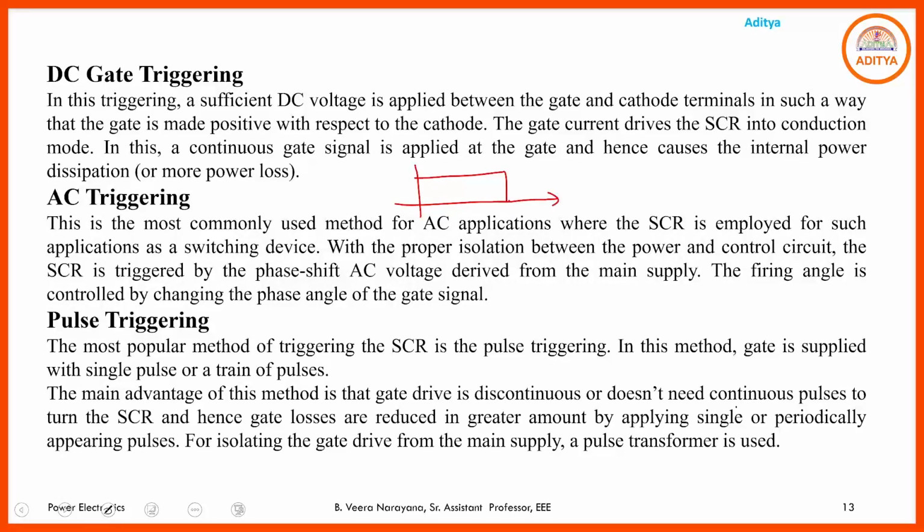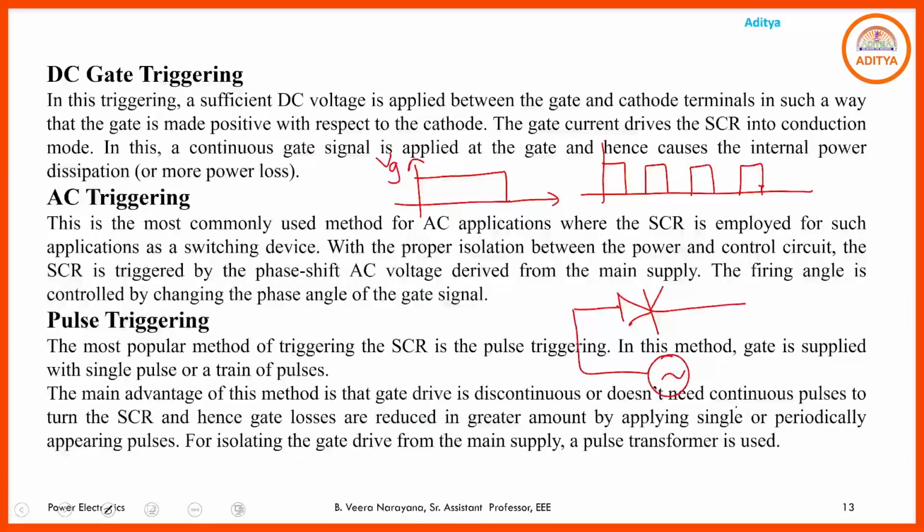this is the simple representation of a single pulse voltage, or train of pulses means like this. So this type of voltage is provided across gate and cathode terminals. Here you provide the pulse. So the main advantage of this pulse triggering method, here we provide this single pulse for example, and the width of this pulse must be greater than the on time of the SCR.